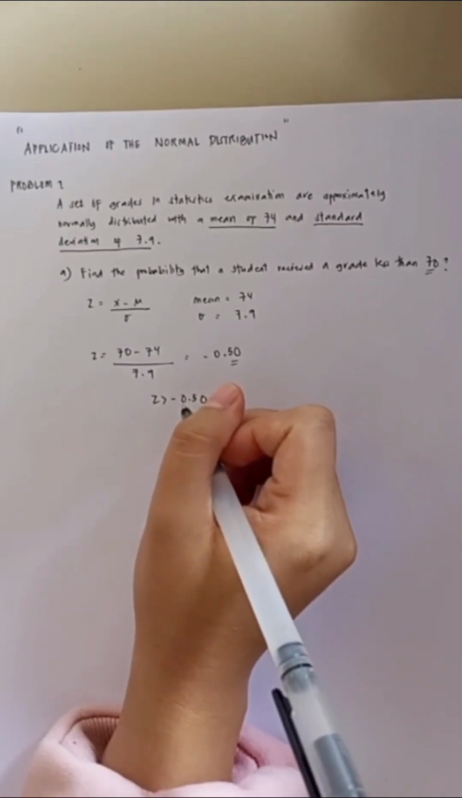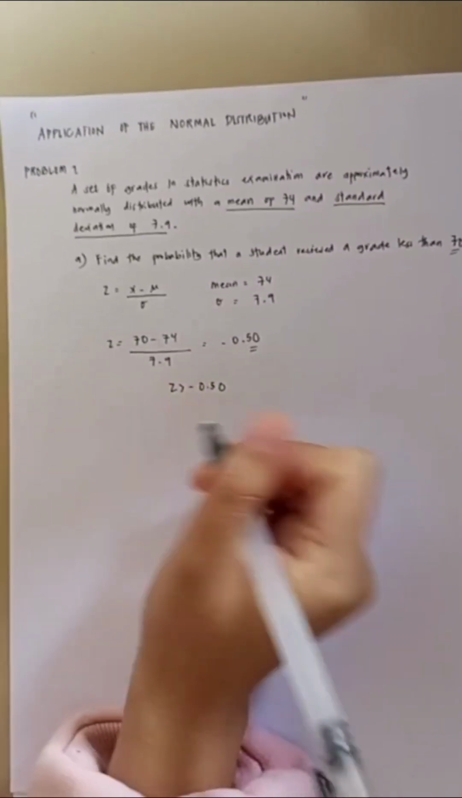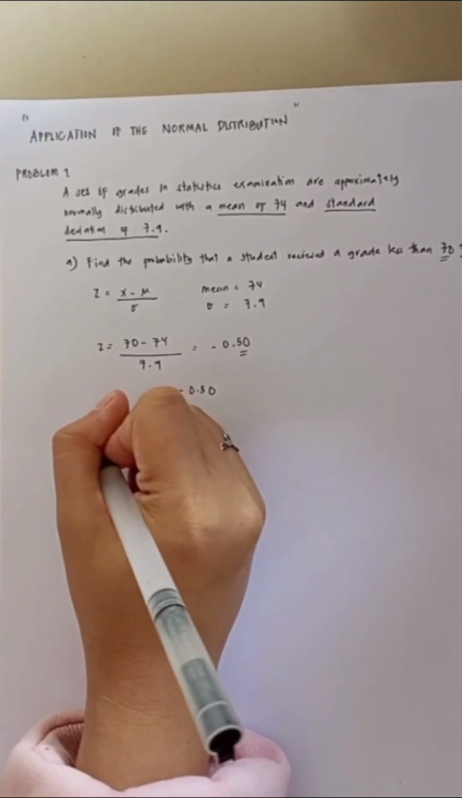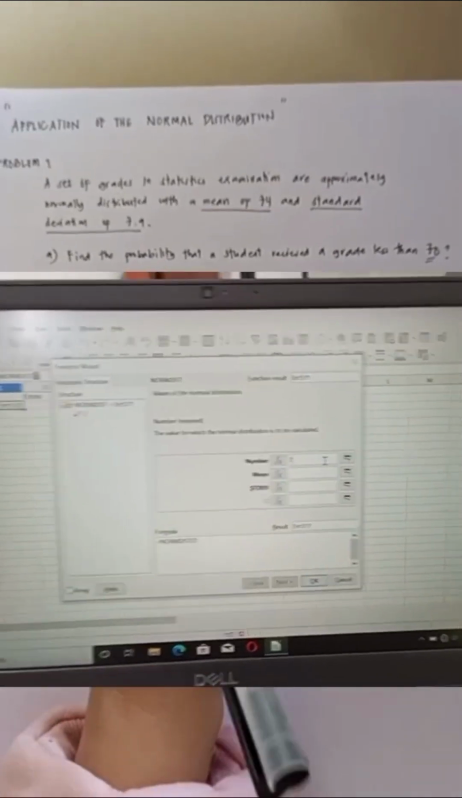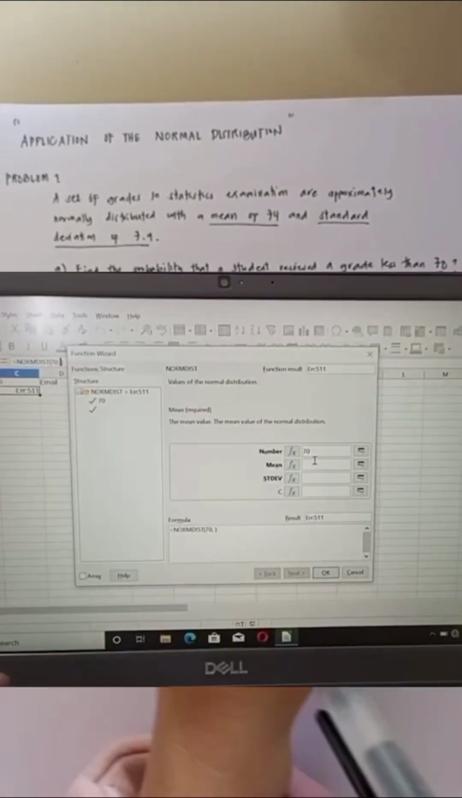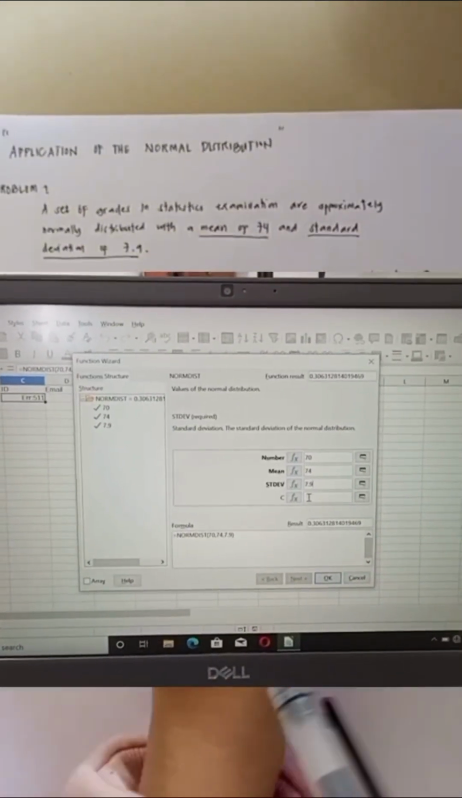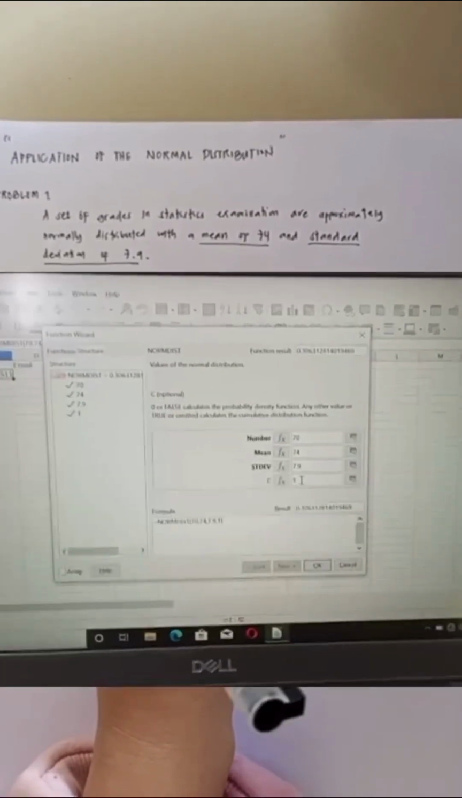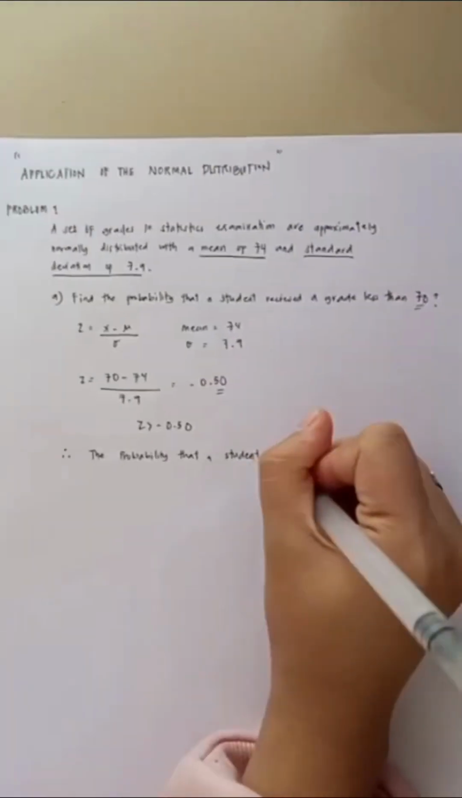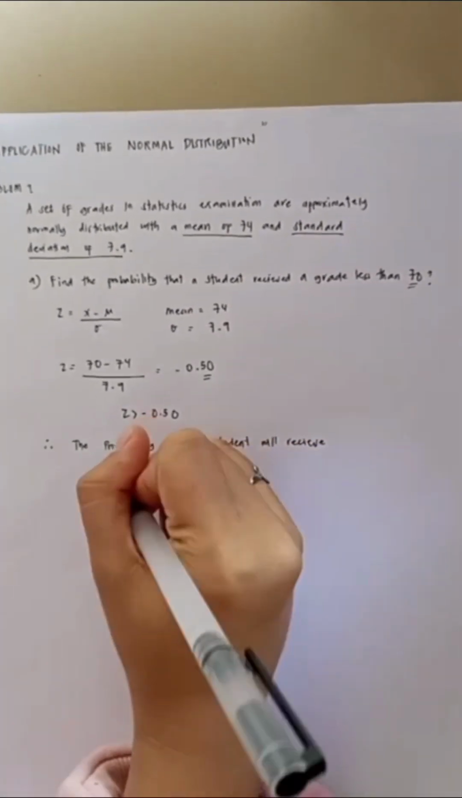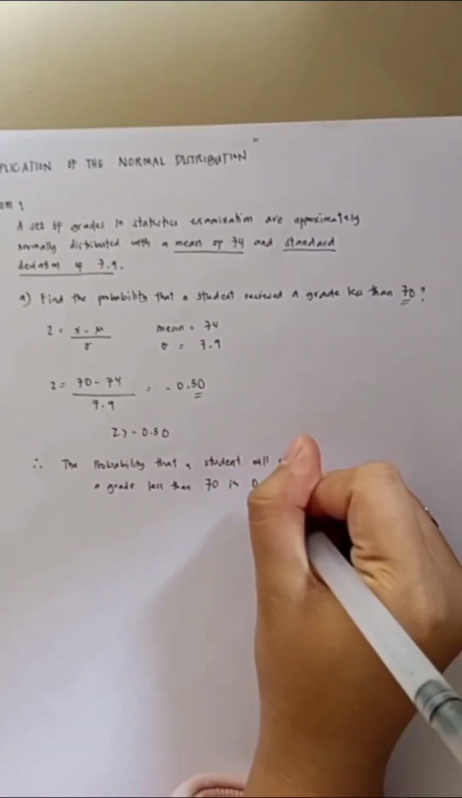So, to find the probability that a student will receive a grade less than 70, we must find the probability by using Excel. So, I will show you how. So, we're going to put the number 70, which is X, and mean is 74, and standard deviation is 7.9, and C is 1. So, the result is 0.30631. Therefore, the probability that a student will receive a grade less than 70 is 0.3063.